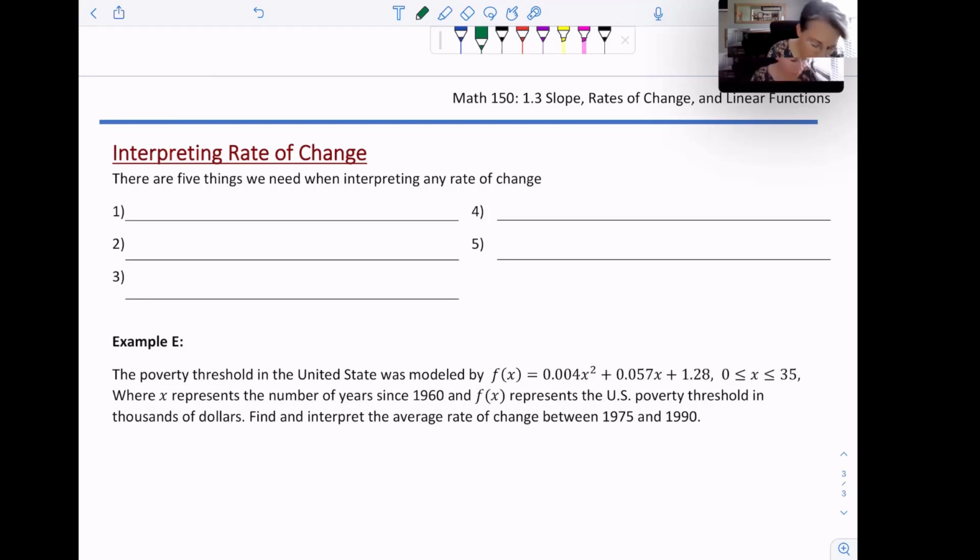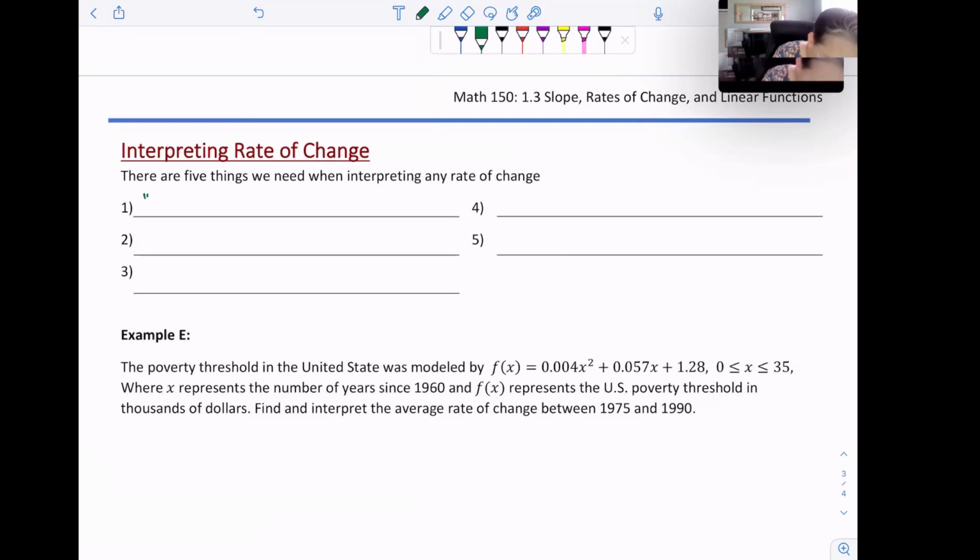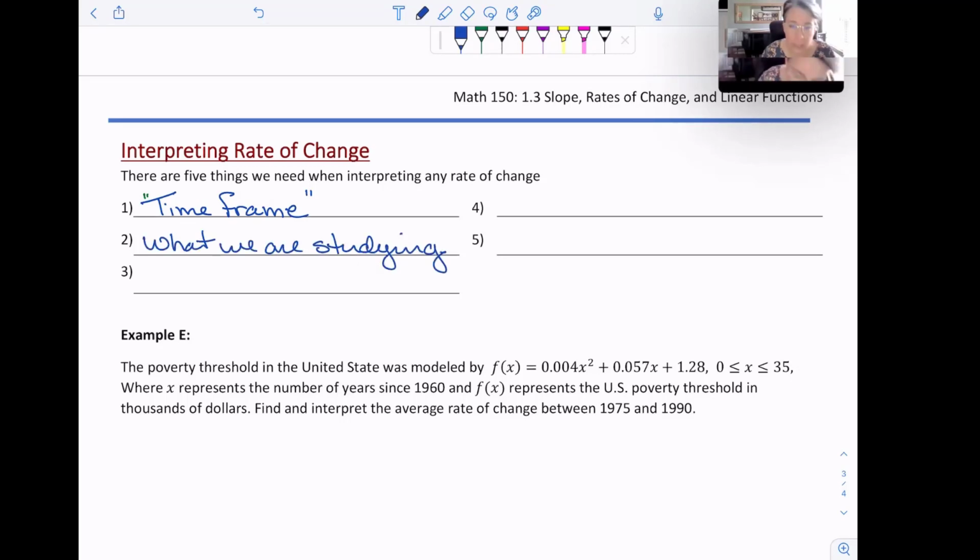So the one thing that we need is basically what I would call time frame. In other words, where in this graph or where within this function are we looking at this particular slope? We also need to know what we are studying. Is it the income of your employees? Is it the population of rabbits? Is it growth of bacteria? So you need to focus on what is that output that you're looking at.